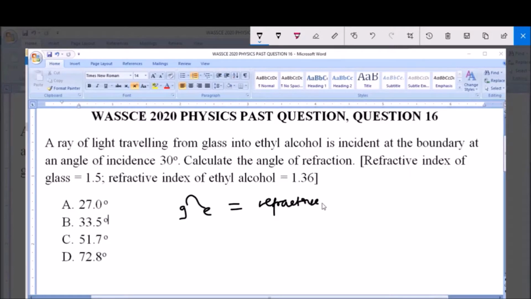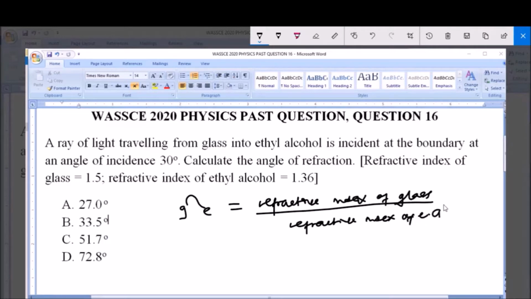The refractive index from glass to ethyl alcohol is equal to the refractive index of glass all over the refractive index of ethyl alcohol, and this is equal to 1.5 all over 1.36, and we'll have 1.103. Now this is the refractive index of the light rays moving from glass to ethyl alcohol.